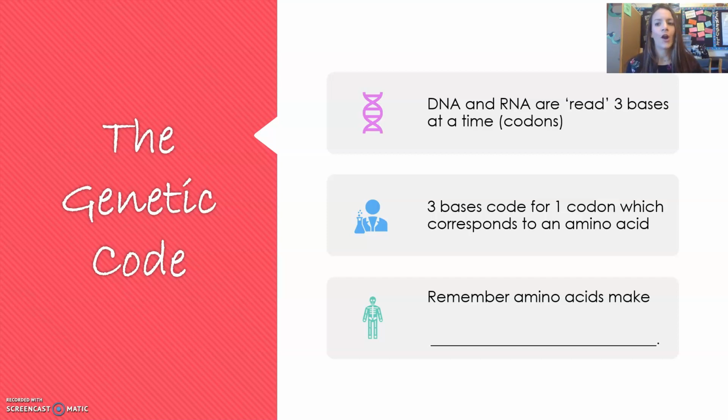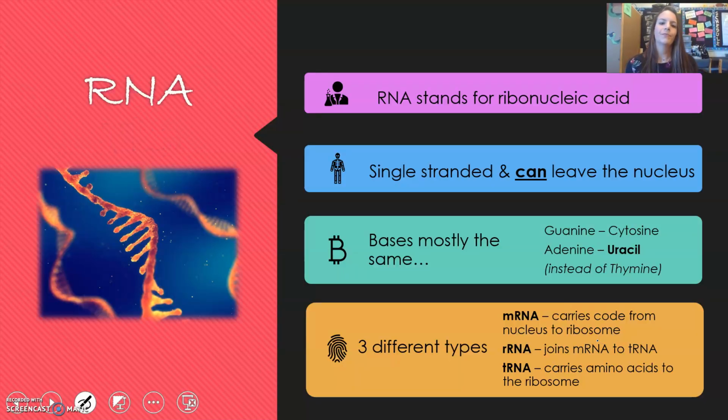So DNA and RNA are read 3 bases at a time, or codons. So 3 bases code for 1 codon, and that 1 codon corresponds to 1 amino acid. Remember though, amino acids make up what important macromolecule? If you guessed proteins, you are correct.